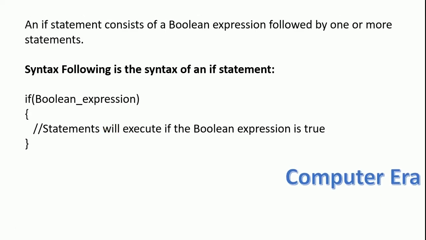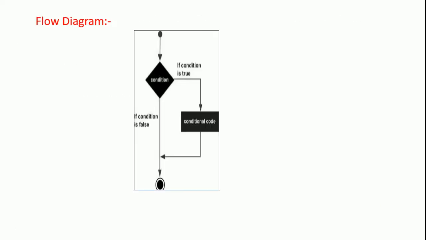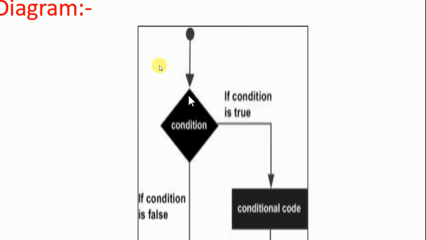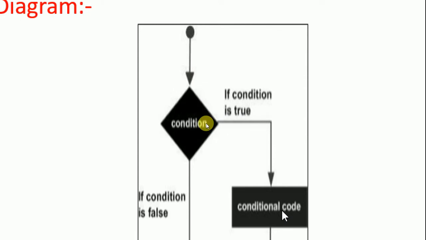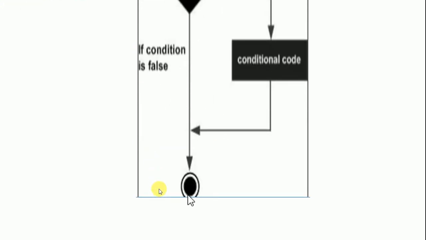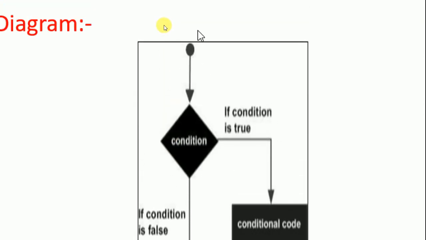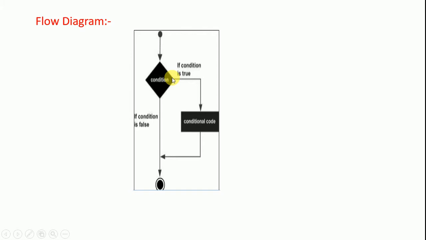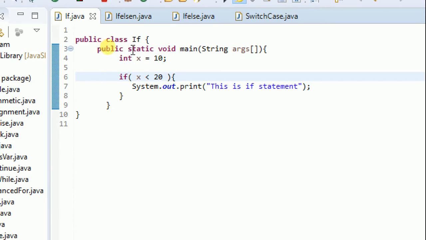Now let's understand it with a flowchart. Here you can see the condition of the if statement. If it is true, the conditional code will be executed, but if it is false, it directly comes out and executes the next statement, whatever it is. So this is the flow diagram. Let's see the programming implementation of the if statement. For that you need to open Eclipse.